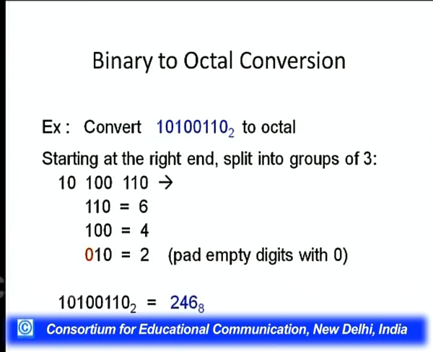So, you just write the numbers in the order in which they are done. The conversion procedure is quite simple, as you can see. We begin from the rightmost end and group the digits into groups of 3. If there is any empty digit left, then you pad it with a 0, and then you convert each of those groups, find the octal equivalent, and then you club them and convert them as one number. Now, next is how to convert a binary number to a hexadecimal number.